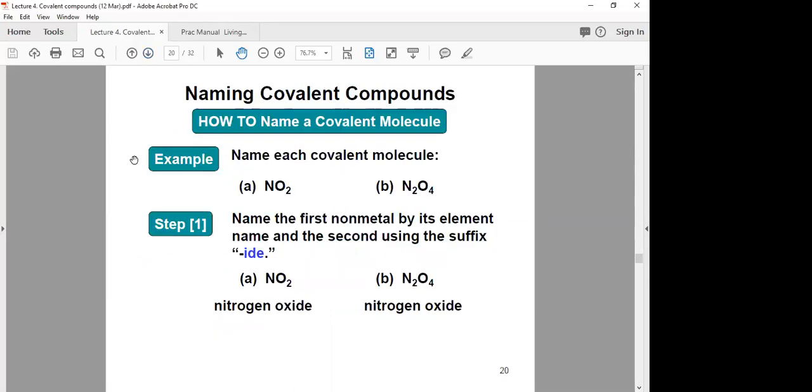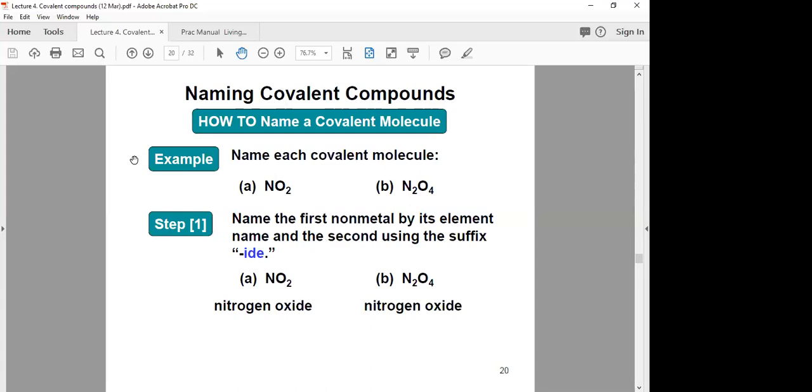Okay, naming covalent compounds. Who remembers their naming rules for the ionic compounds? And who remembers that I said last week that ionic compounds are named very differently to covalent molecules? Does anyone recall that? Is that just the endings? The endings, yes. So when we're naming ionic compounds, we tend to use different suffixes, and that's also the case for covalent molecules as well.